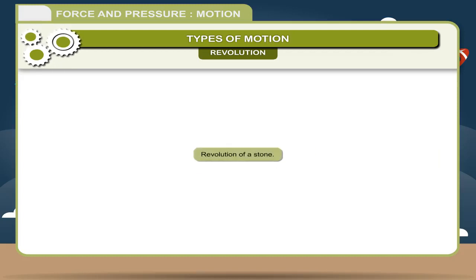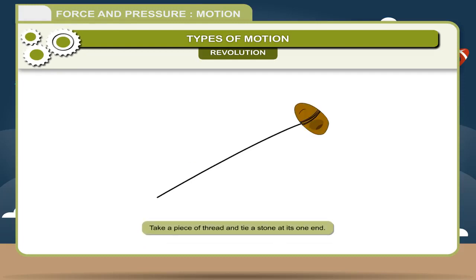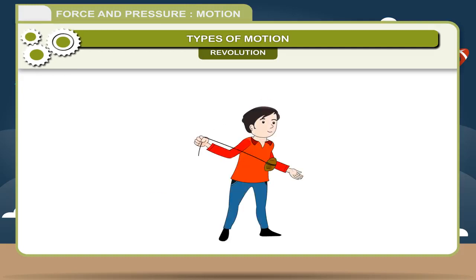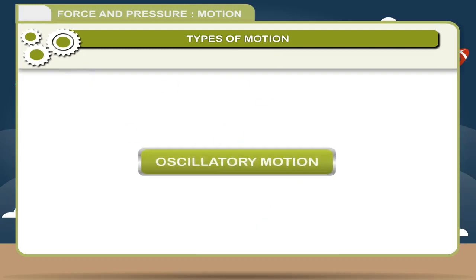Activity: revolution of a stone. Take a piece of thread and tie a stone at one end. Whirl it around your hand. The stone moves in a circular path. The distance of the stone from your hand remains the same. The stone revolves around your body in a circular motion.